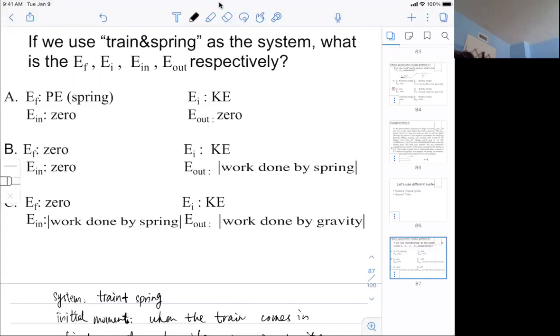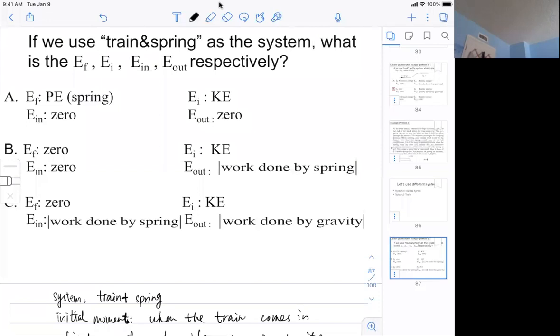So as people put in the vote, I just want to talk about how we define our initial and final moments. We choose train and spring as our system. The initial moment is when your train first comes in with some speed. The final moment is when your train stops. We want to figure out the fastest speed the train can come in with, so that when your spring is compressed to the maximum amount, the train also happens to be stopped at that moment. You can either say your final moment is when the spring is fully compressed, or when your train is fully stopped. That's the same moment.